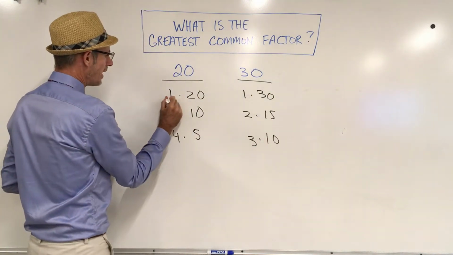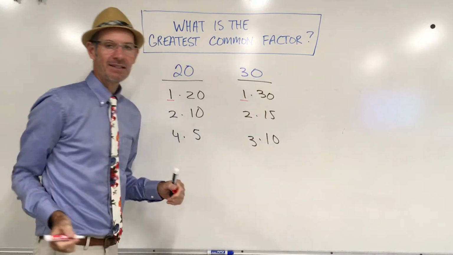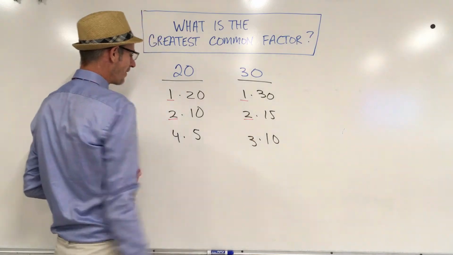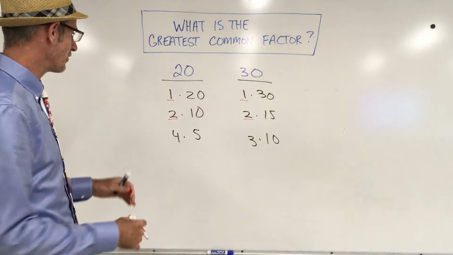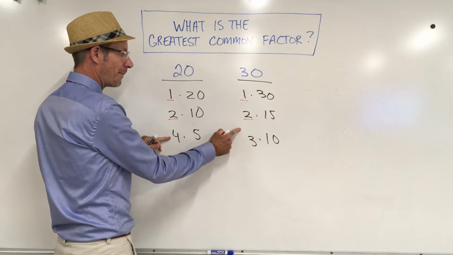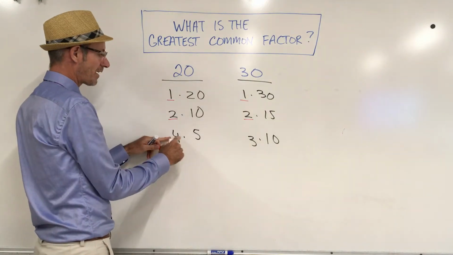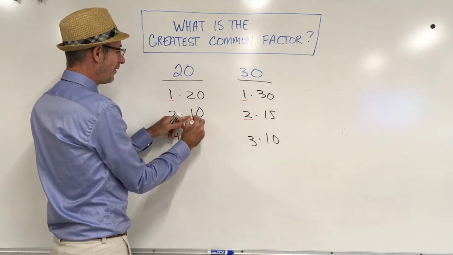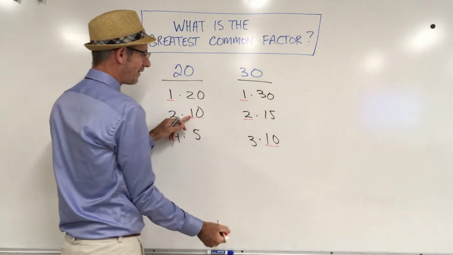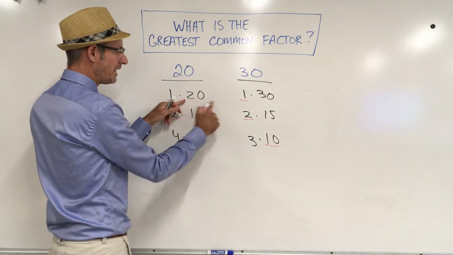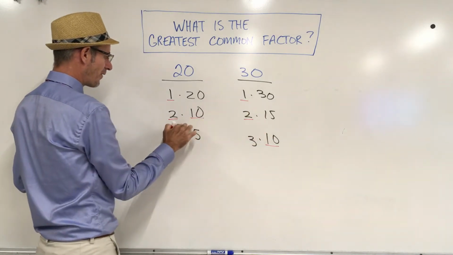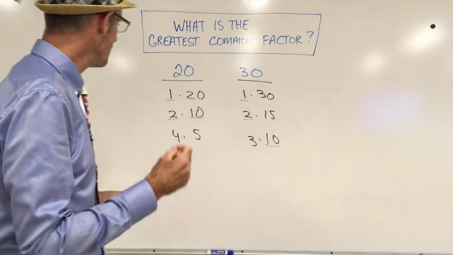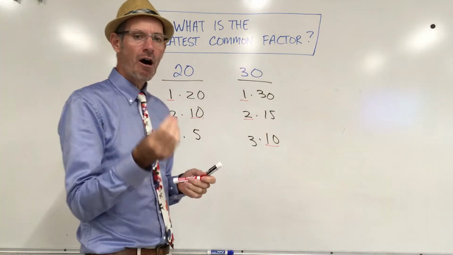So we have 1 on this list and 1 on that list. Those are common factors. We have a 2 on this list and a 2 on that list. Those are common factors. We have a 4 on this list, but no 4 there. That's not a common factor. 5, not a common factor. 10, there's a 10 on this list and there's a 10 on that list. 20, there's no 20 over here. There's no 15 over here, and there's no 30 over there. So the three common factors are 1, 2, and 10. Those are the common factors.